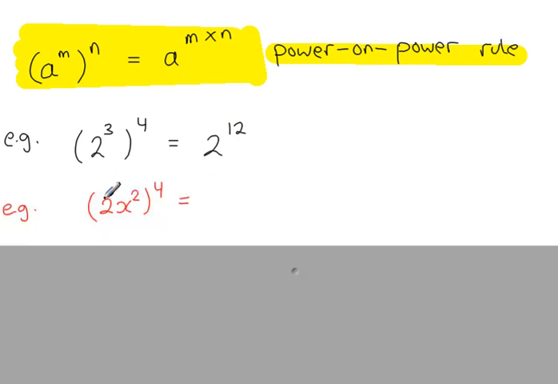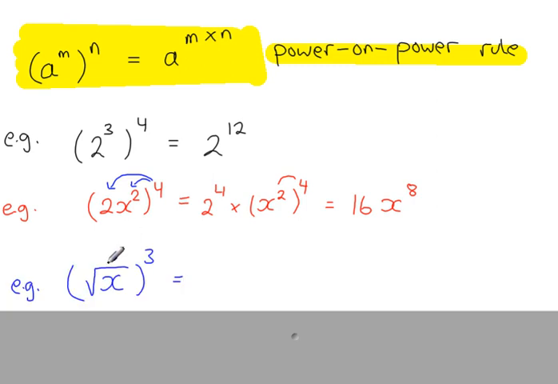In this example we have 2x squared, all of this to the power of 4. So this power of 4 will go on the 2, and the x squared. So we have 2 to the power of 4 times the x squared to the power of 4, which is equal to, now 2 to the power of 4, 2, 4, 8, 16. Applying the power on power rule here, 2 times 4 is 8. So 16 times x to the power of 8.